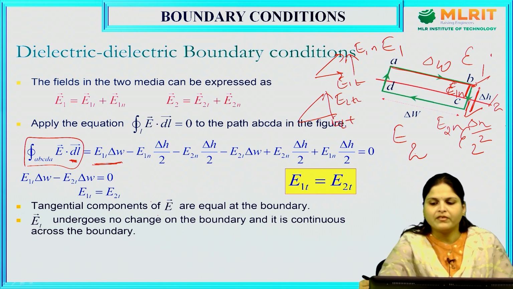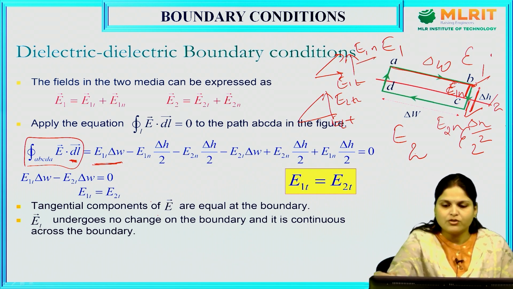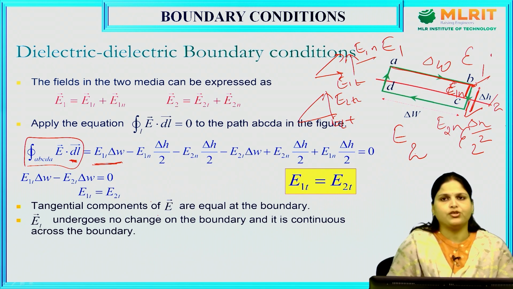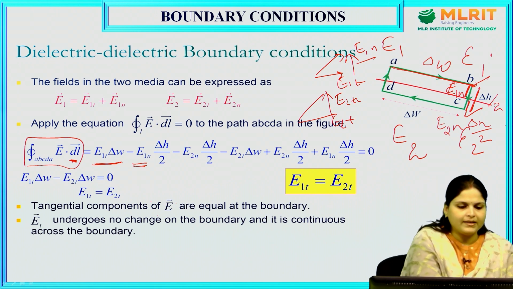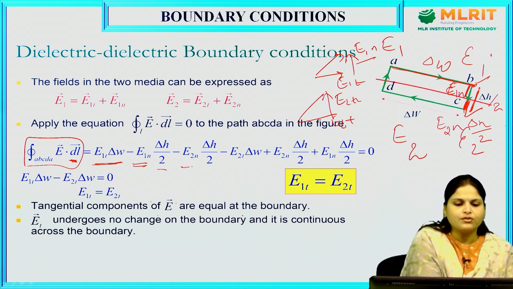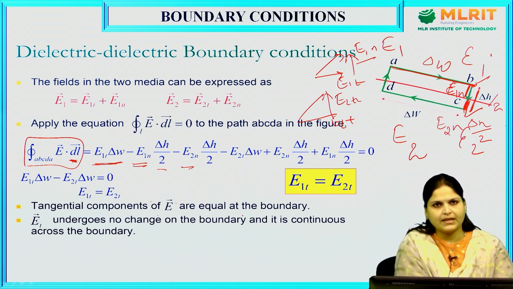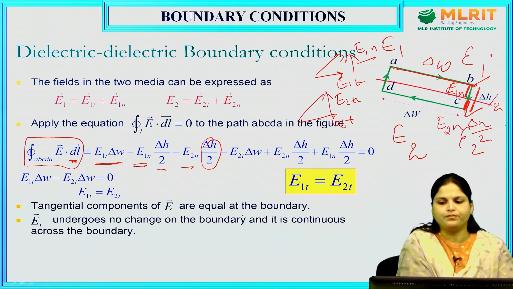So when we are moving from B to C, if you notice, when we are writing this component E1n, the movement is opposite to the direction of E1n, so the sign will be negative, and dl will become del h by 2. Similarly, when we are moving in this remaining half portion, again it is in the opposite direction, so this component can also be written with a negative sign, and dl can be written as again del h by 2.